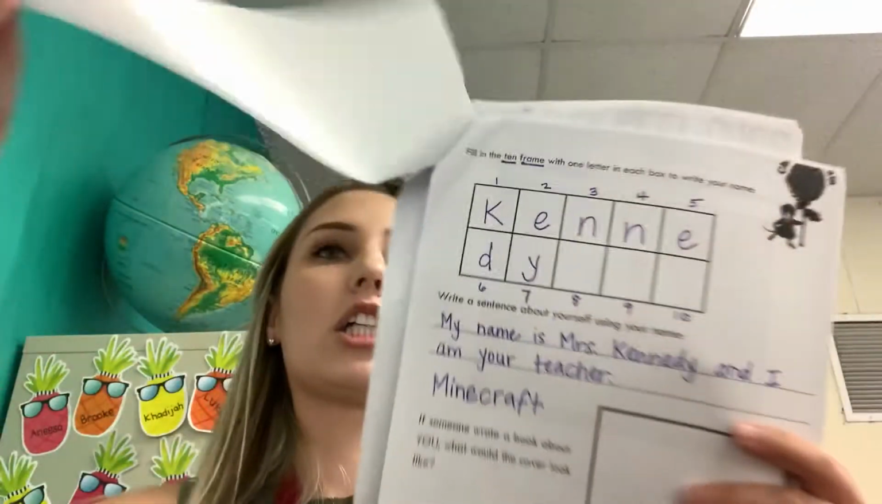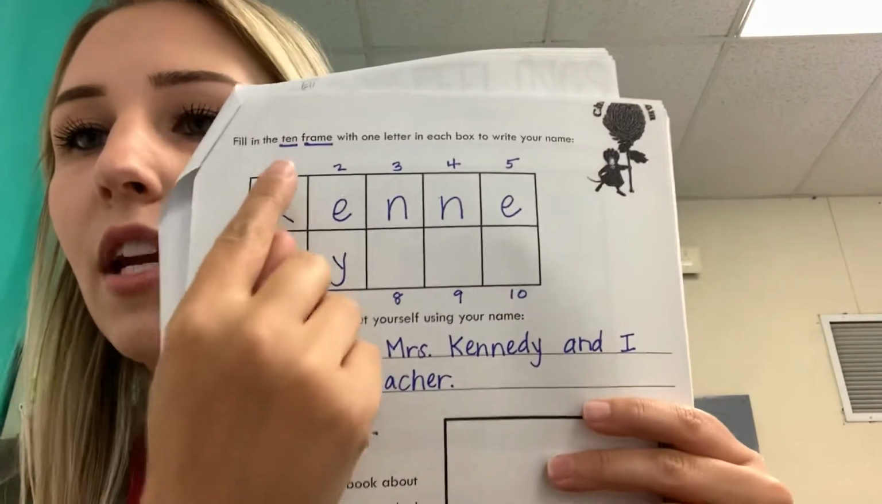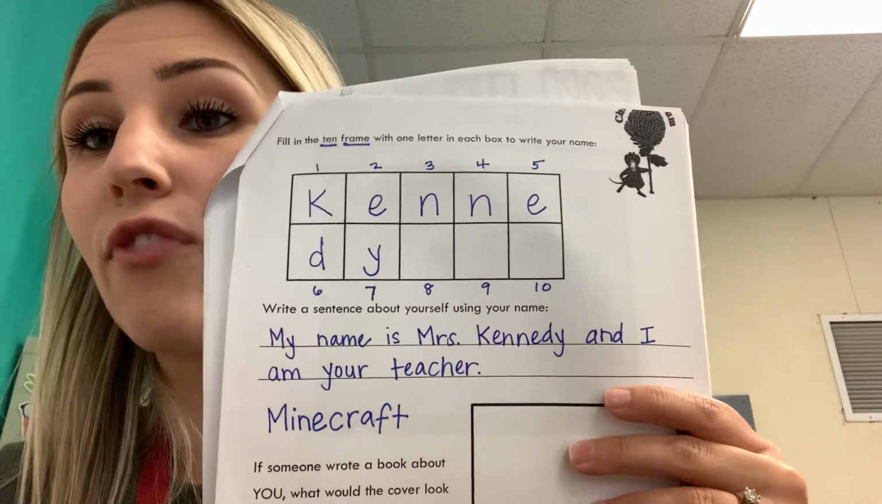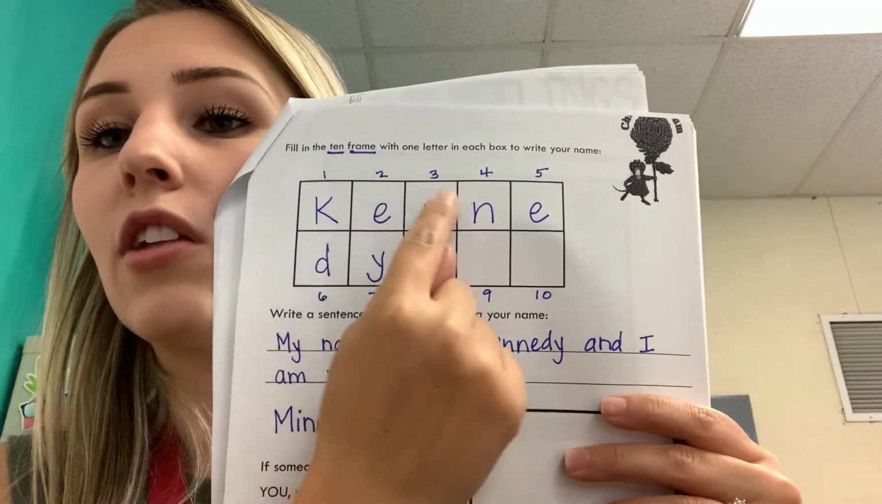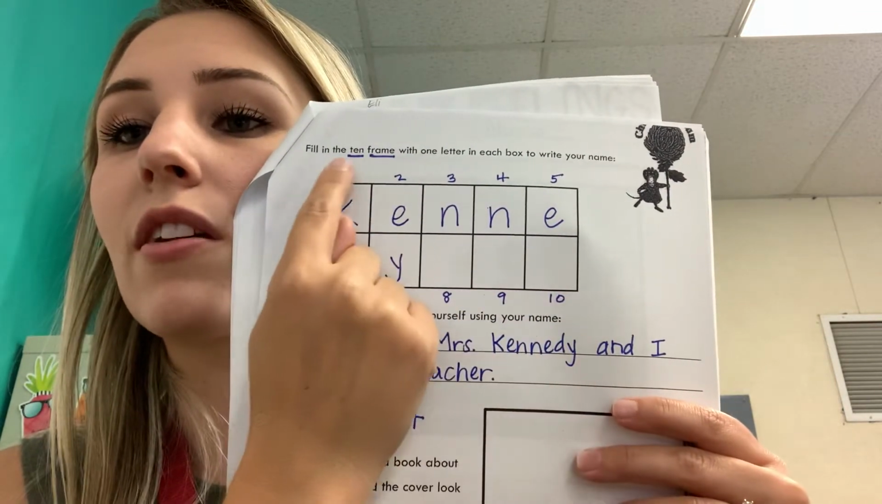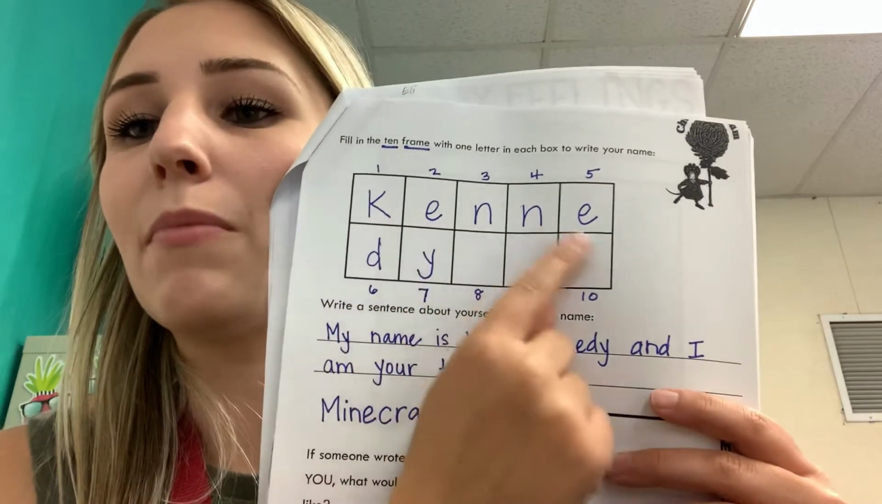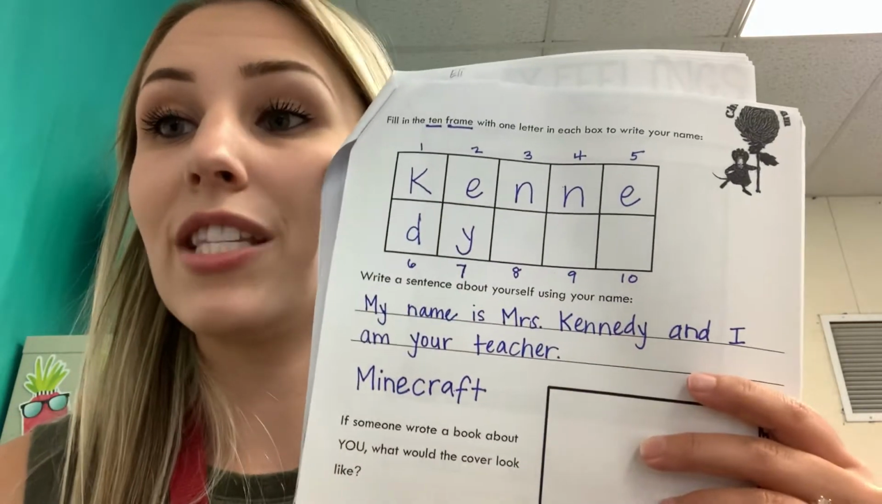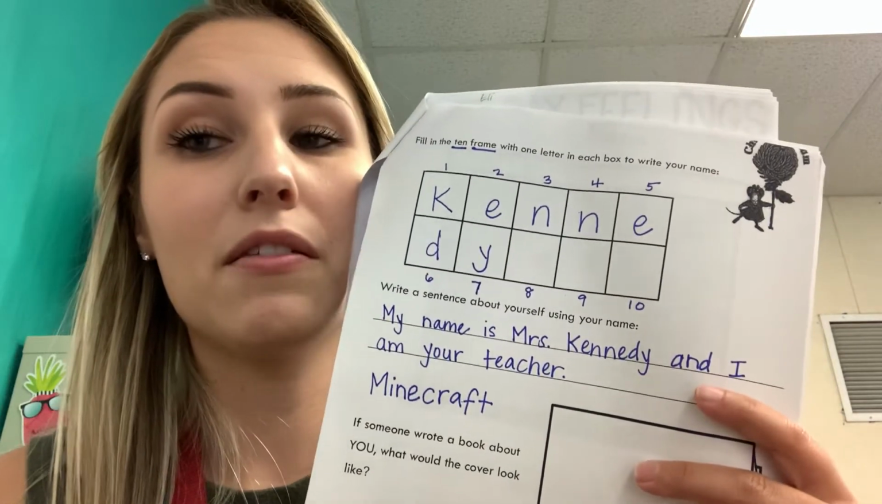And then we did this page in the Zoom activity packet. The very first page that we did, we filled in the 10 frame with the letters of our name. We numbered each frame, and there were 10 total. That's why it's called a 10 frame. And then we put in the letters of our name. I did my last name. Most students did their first name. Any name that you can spell, choose that one.